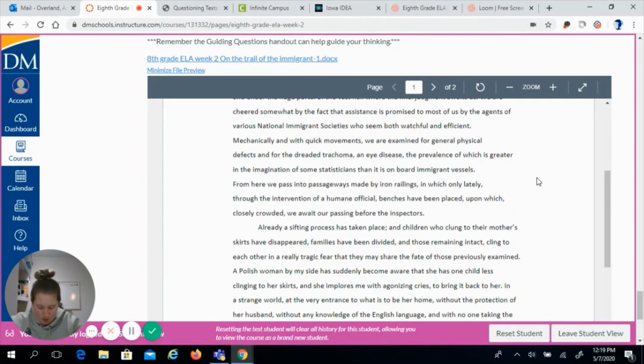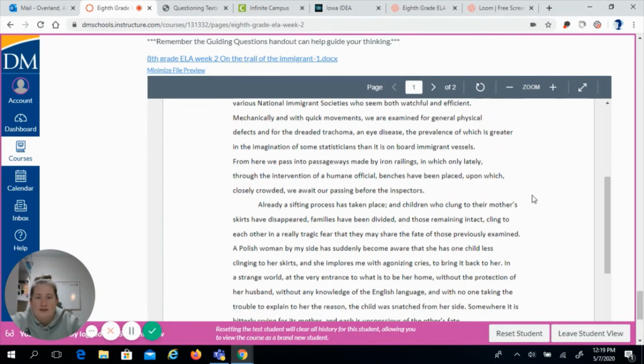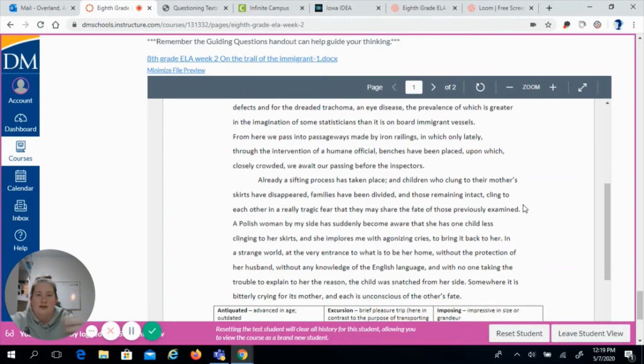So they're seeing it more because when statisticians or people who study statistics look into immigrants, they are actually on the boats. "From here, we pass into passageways made by iron railings, in which only lately, through the intervention of a humane official, benches have been placed upon which closely crowded we await our passing before inspectors." So when I hear this, I think, oh, well, they just put in benches for people to sit down.